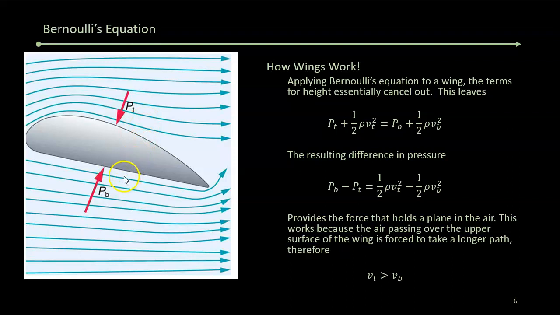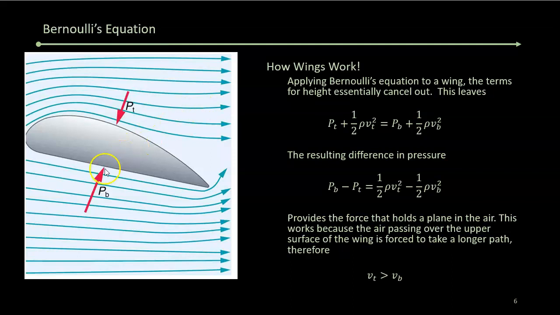and below the wing. And so if we look at the top of the wing, P top is 1/2 rho VT squared. We're going to assume, because the density of air is low enough and the width of the wing is small enough on most wings, that we don't really have to think about the height, right? So we just let the height terms go away. And they just cancel out.